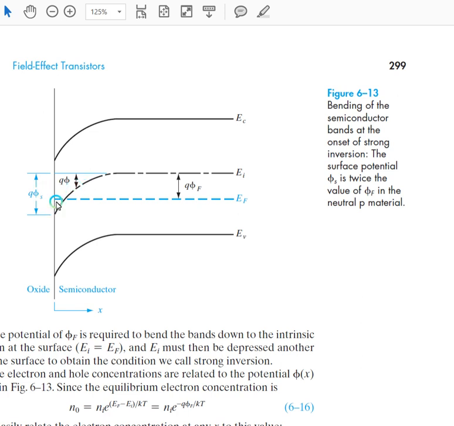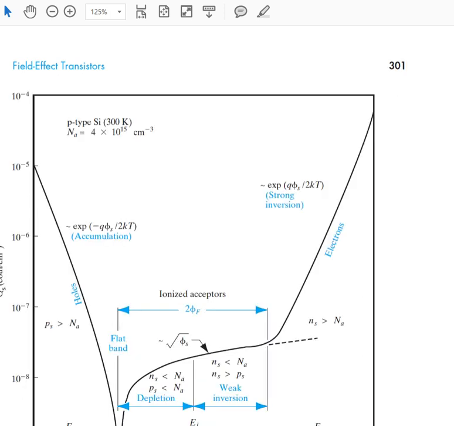what is happening? Depletion takes place here, because EI lesser than EF means an n-type material. So as EI is bending below EF, or it is coming near to EF, it means the population of holes is decreasing and that of the electrons is increasing.